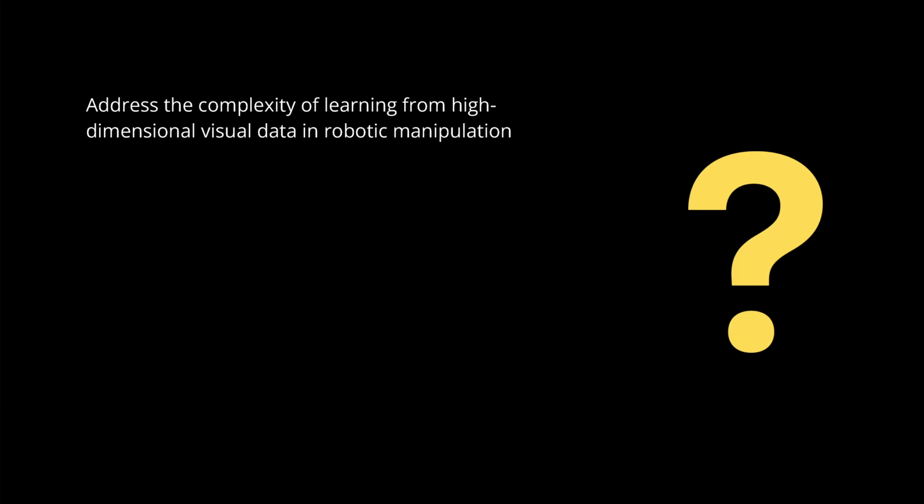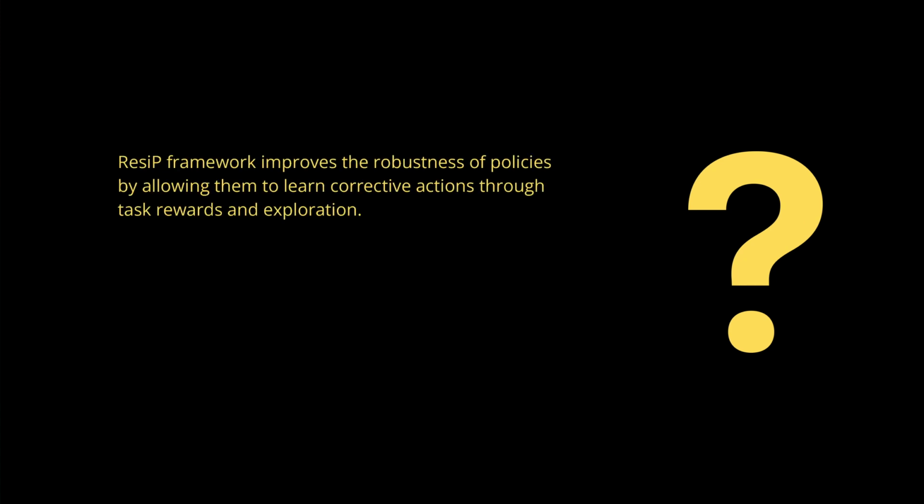We have to address the complexity of learning from high-dimensional visual data in robotic manipulation, and we do this with this new framework by Harvard and MIT, which improves the robustness of the policy by allowing them, and now the interesting part, to learn corrective actions on top of a frozen behavior cloning methodology through, you notice, task rewards and exploration. So we are not opening up the complete action space, but we say we have from our behavioral cloning the main path through this action space. And now with this new ResiP framework, we allow small corrective actions. And we analyze which actions are successful for our task.